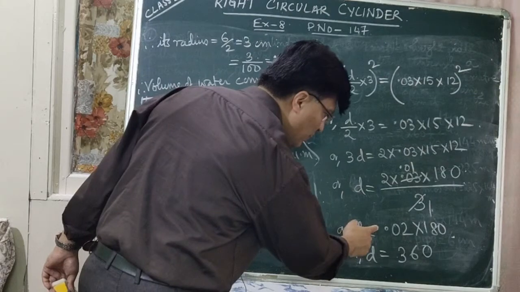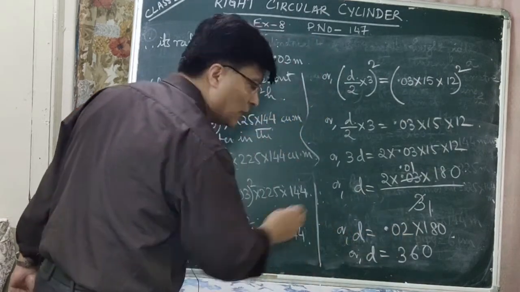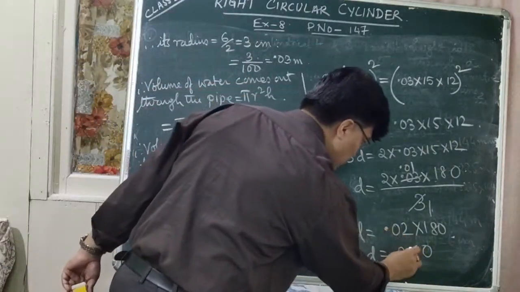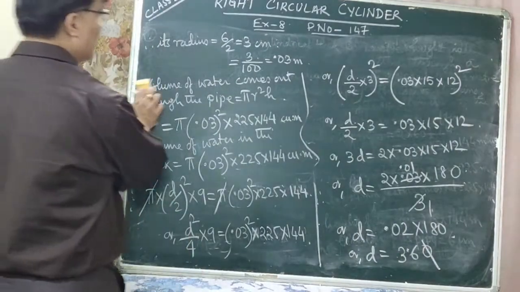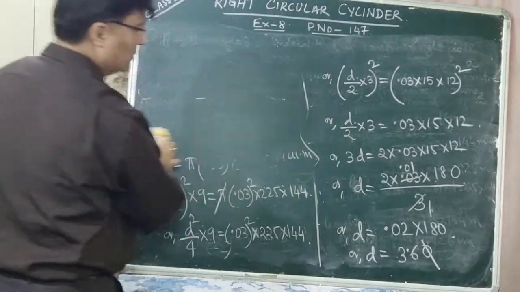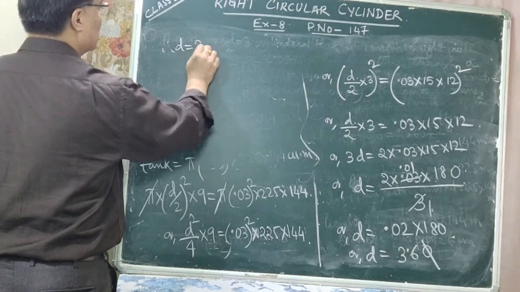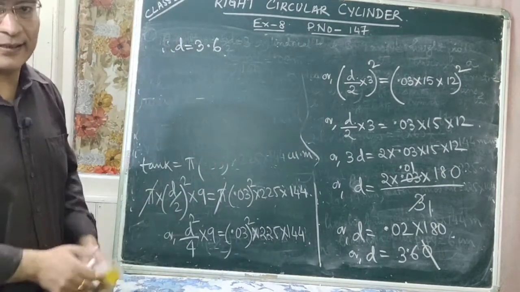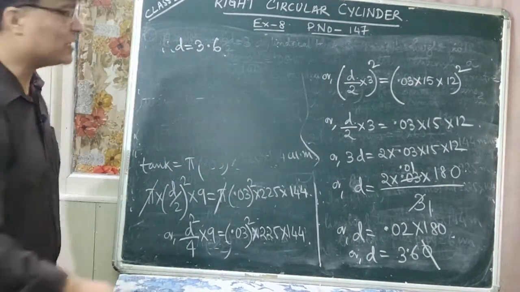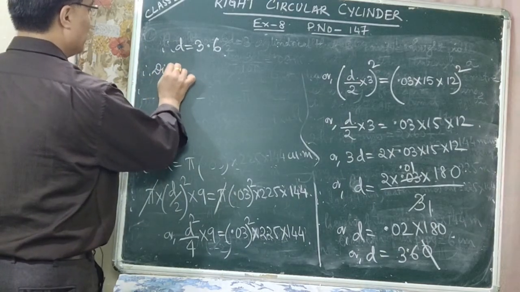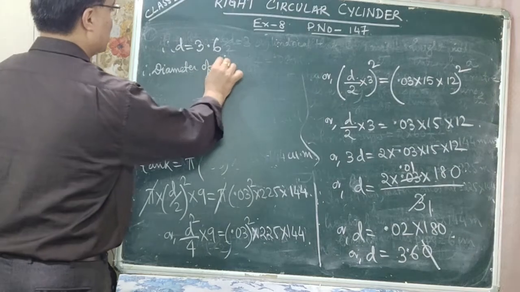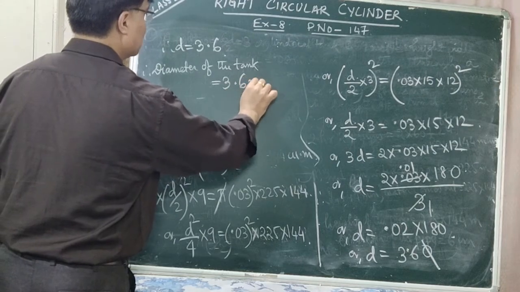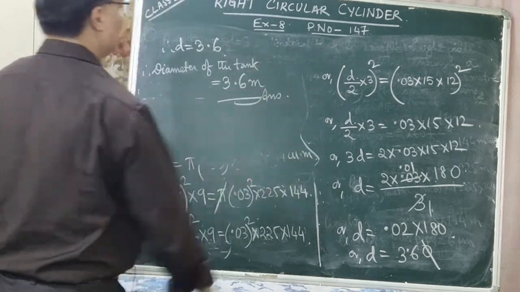So after decimal point, how many figures are there? Two figures. This is your decimal point. After decimal point, there are two figures. So you have to write down decimal point before two figures. That is 0, 6 point. This 0 will be cancelled. So what is the value for d? So d is equal to 3.6. So what was d actually? The diameter of the tank. So what is the diameter of the tank? It is 3.6 meter. So therefore, diameter of the tank is equal to 3.6 meter. So this is the final answer.